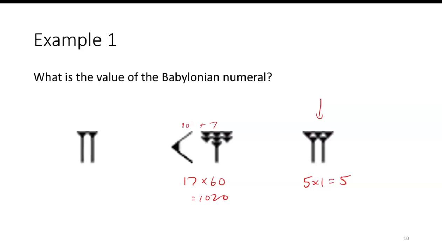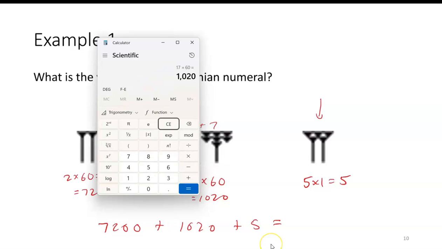And the one to the left of that is made up of 2 ones. So I would multiply by 60 times 60. So every place to the left, I multiply by another 60. And that comes out to be 7,200. So now if I take that 7,200 plus the 1020 plus 5, the total value comes out to be 8,225 is the total value of this numeral.